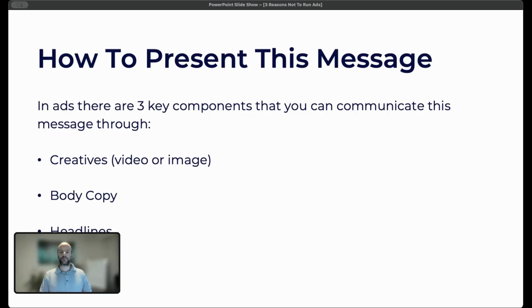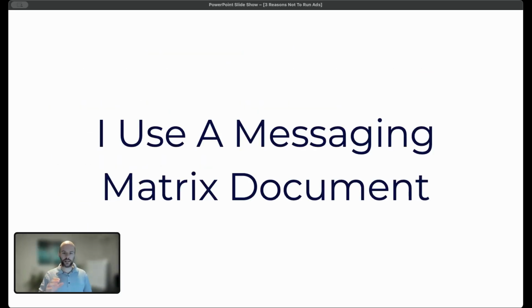So how we present messages through ads is firstly the creative, image or video, the body copy, and the headlines. They're the three components we can use to help communicate this message across. And I use a messaging matrix document to help not only track this, but helps keep my ideas on the right train as well, so that I know what combinations I've tried as I'm progressing an account forward. So I'll just quickly jump into that document and we can go through that now.